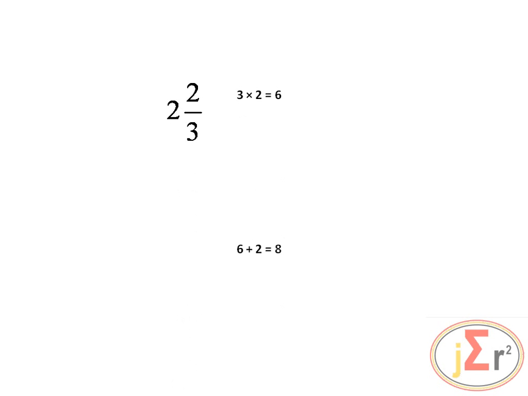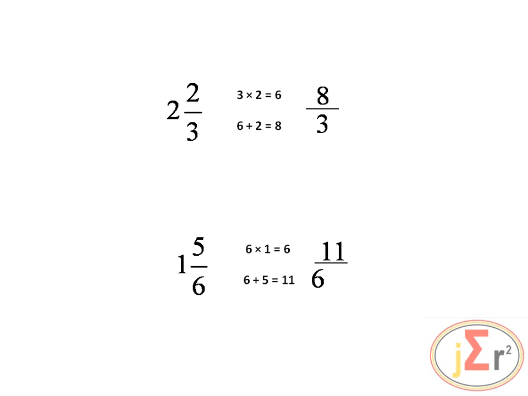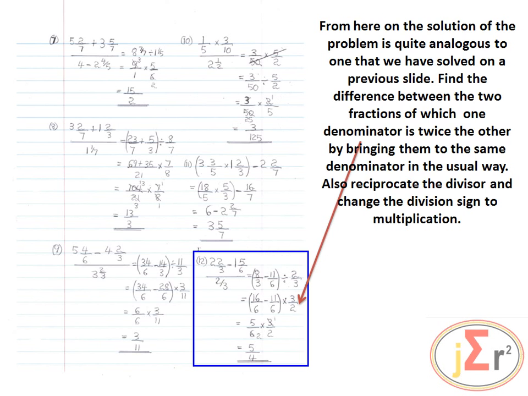So we have 3, 2, 6. 6 plus 2 is 8. 8 over 3. What is the other one? 6 times 1 is 6. And 6 plus 5 is 11. 11 over 6. Some students are very happy that we only have 2 of them, and some were wishing that we only had 1. So from here on, the solution of the problem is quite analogous to the one that we have solved on previous slides.